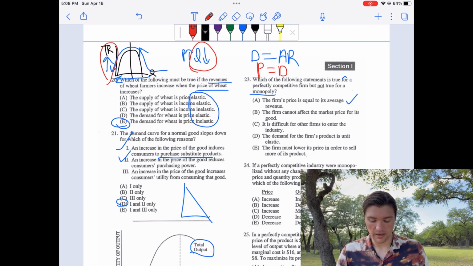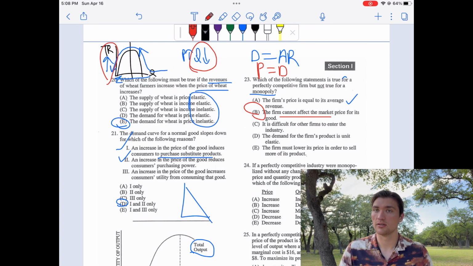B, the firm cannot affect the market price. Is that true for a perfect competition? Yes, because we cannot affect the market price, all right? But a monopoly, yes, they can. They can make the price. They are a price maker. So the perfect competition cannot change the price. So that's true for perfect competition, but not true for a monopoly, because a monopoly can change its price.